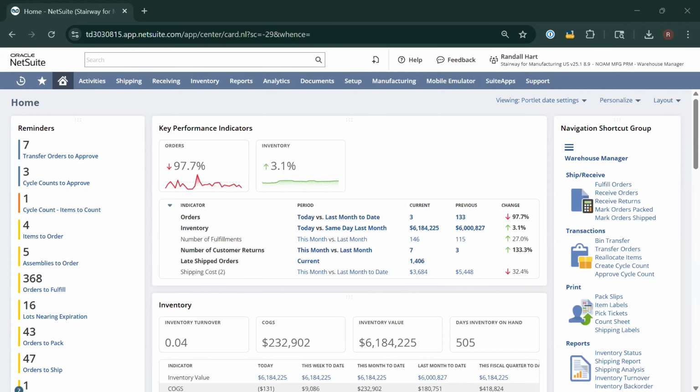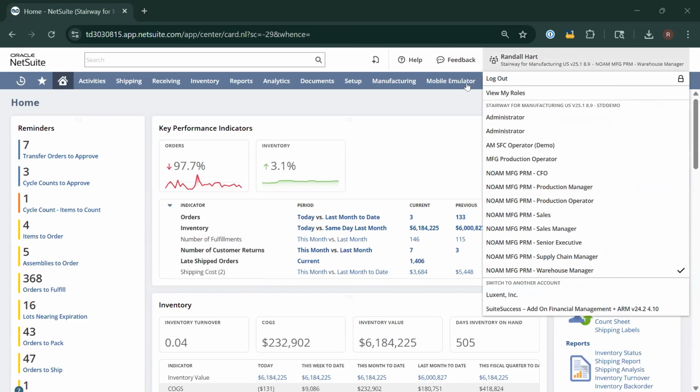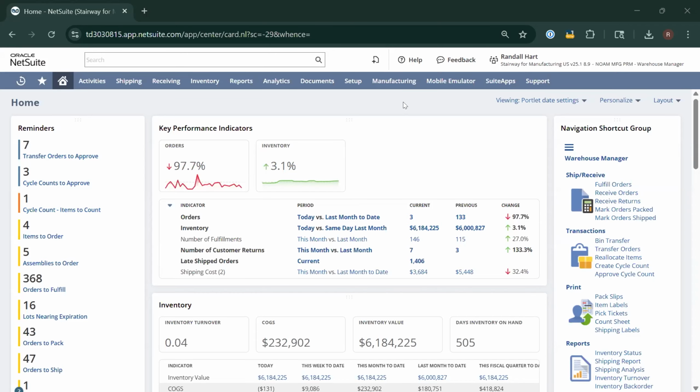All right. So let's talk about where we are starting. Many of you have your own customized roles. For today, since I'm in the NetSuite Stairway for Manufacturing demo environment, I picked the warehouse manager role. The warehouse manager role, in my mind, does a very good job of being the right starting point for inventory specific and inventory management. This role is set up by NetSuite.